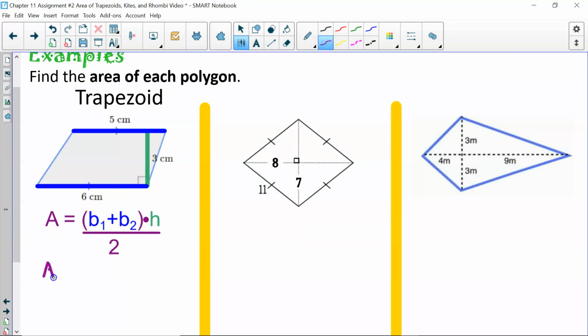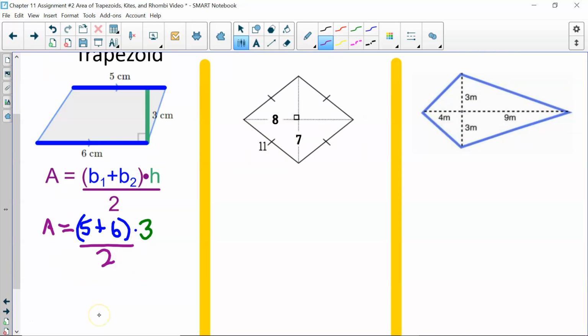So I have my area equals b sub 1 is 5, b sub 2 is 6, times my height, which is 3, and that all gets divided by 2. So my area equals 5 plus 6 is 11, times 3 divided by 2. So I have 33 divided by 2.